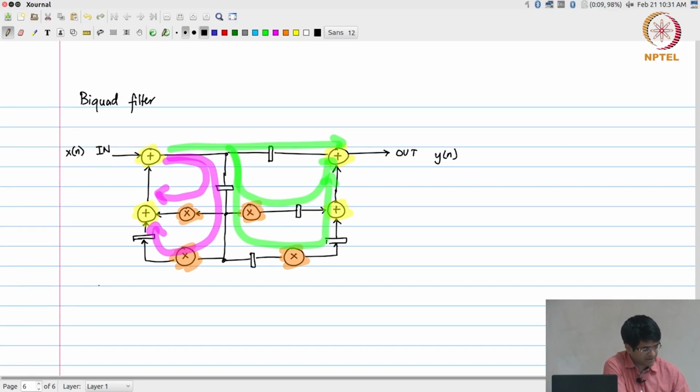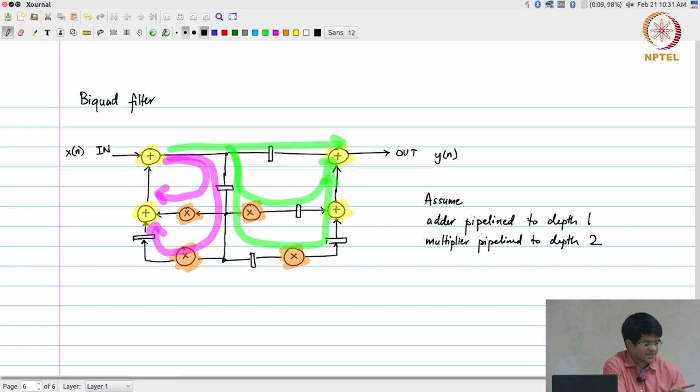going to make the assumption that the adder is pipelined to depth 1, multiplier pipelined to depth, right, this is what we discussed yesterday. I am just repeating the same assumptions that we had yesterday. All that this means is, like I said yesterday, the multiplier, I can give it inputs on every clock cycle, but it has a latency of 2 cycles, so the output becomes ready only after 2 cycles.